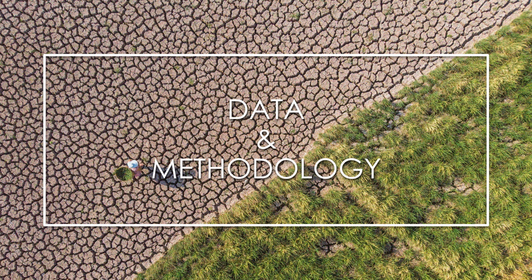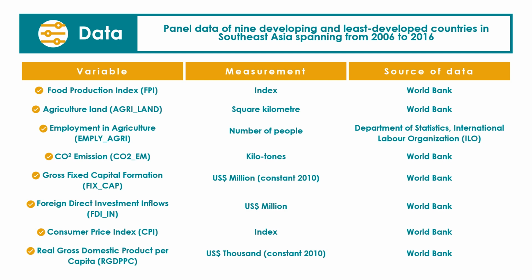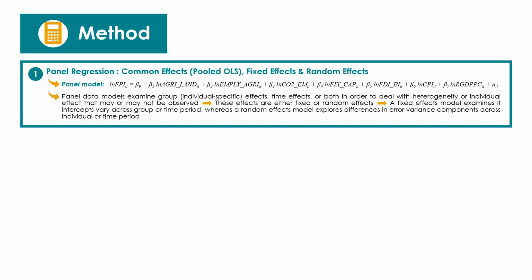Now I move on to the second part, which is on data and methodology. The data used in the study is panel data of 9 developing and least developed countries in Southeast Asia spanning from 2006 to 2016. Most of the data used are sourced from World Bank, except for employment in agriculture, which is sourced from Department of Statistics International Labour Organization (ILO). In terms of method, the study firstly adopts 3 methods of panel regression, which are common effects of pooled OLS, fixed effects, and random effects.